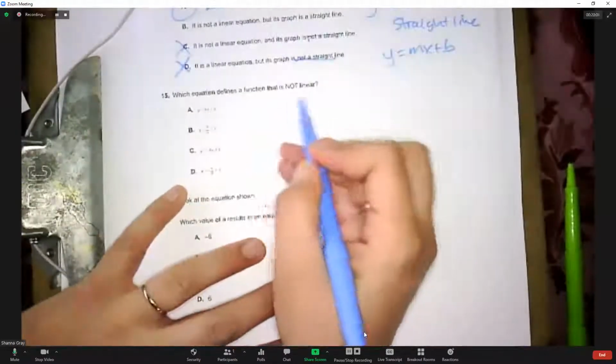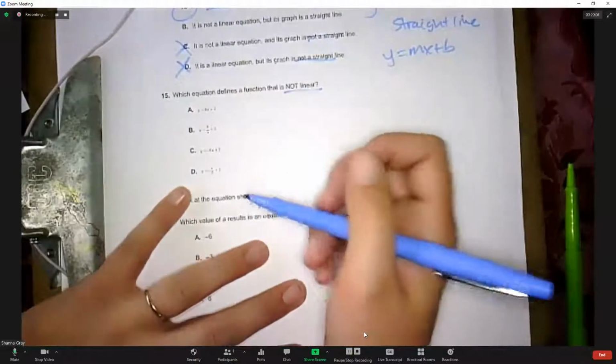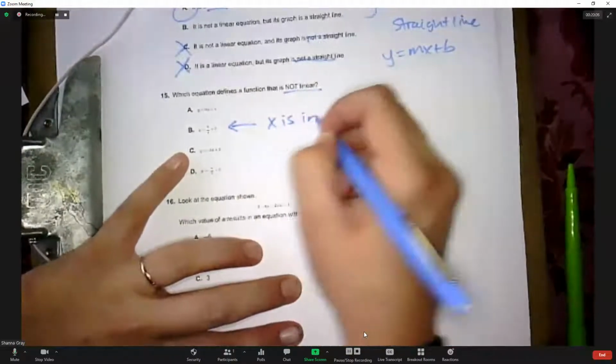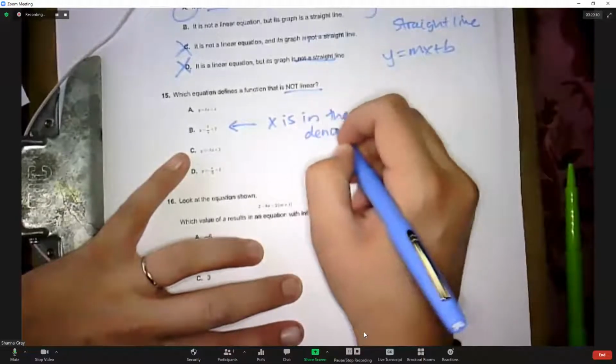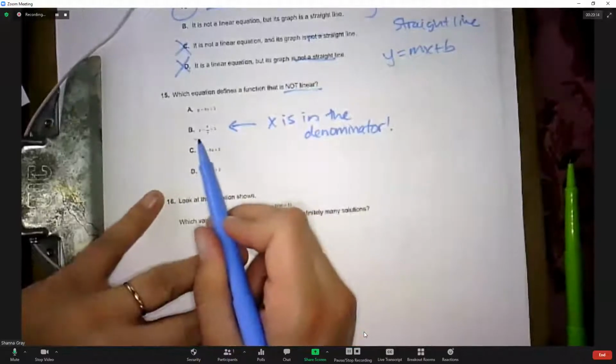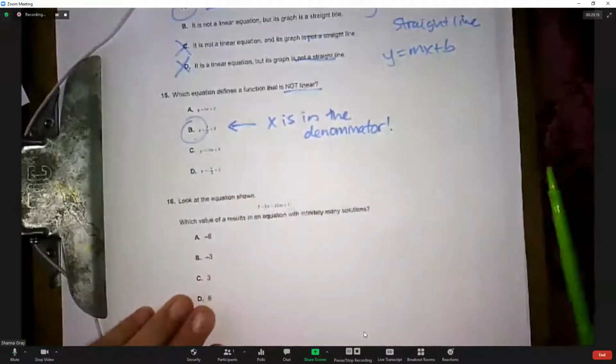All right, this one's asking which one is not linear. And so the problem with this one is B, x is in the denominator. So this is not going to create a straight line. It's going to create something different.